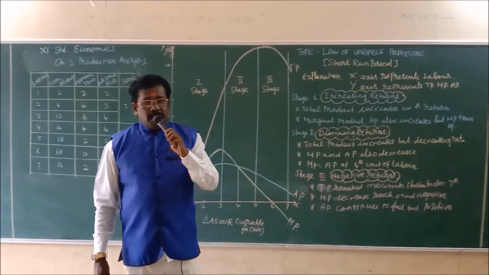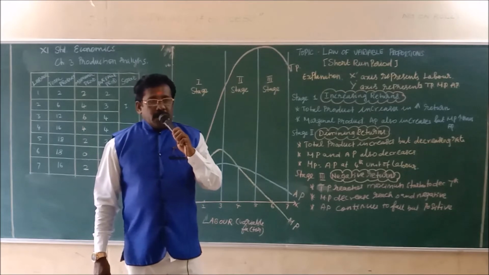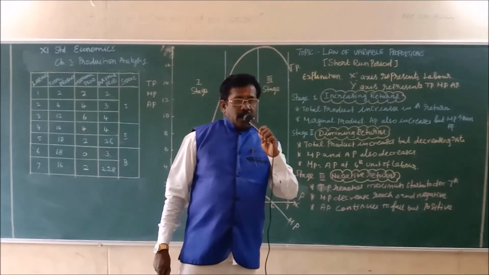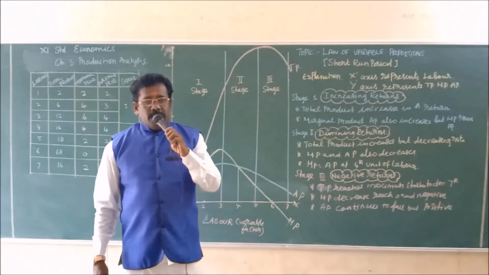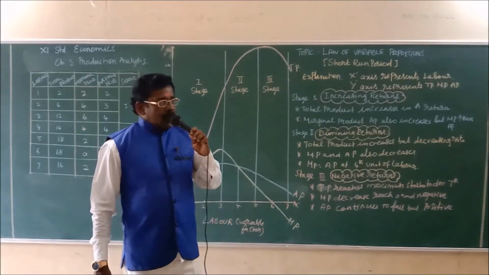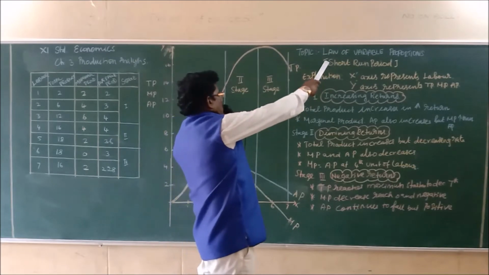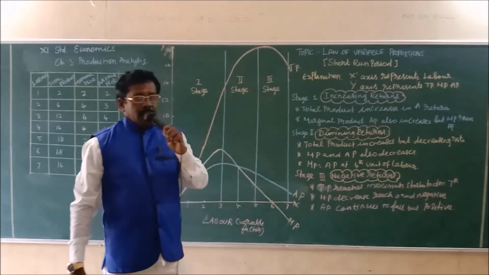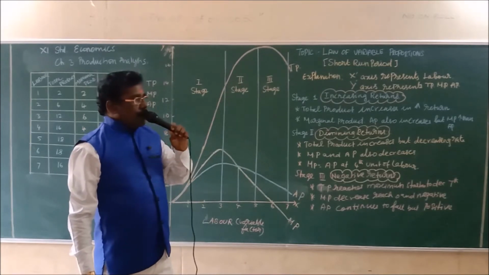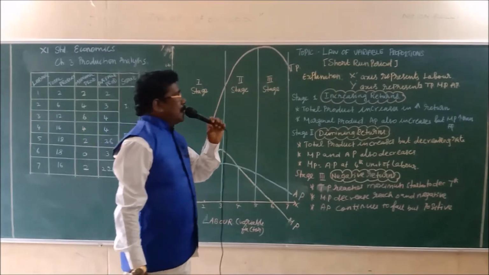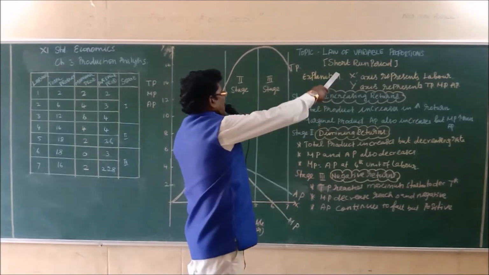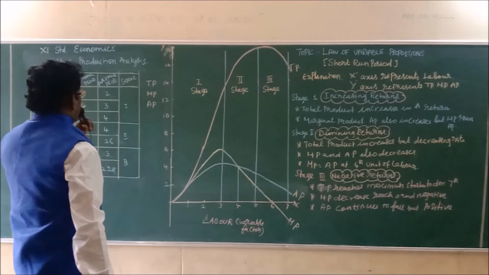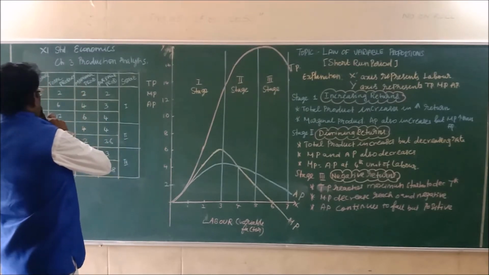So in the short period, only one particular variable is changing and other variables are constant. But in case of longer period, all variables are changing. So the law of variable proportion is illustrated in the short run period, whereas law of return to scale will be explained in the long run period, that we will see in the next class. So for the short run period, see the table, the production analysis.